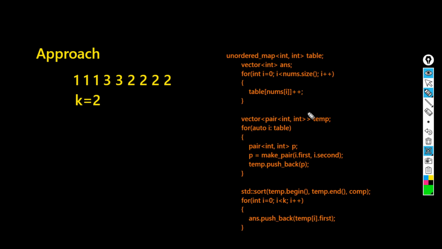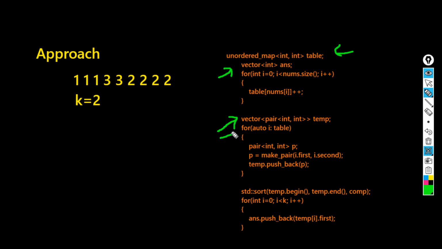So this is the code for the solution. First of all, we have created a map table in which I will store the occurrences. After that, I have created an answer vector which will store our final answer. After that, I iterate over all the elements and increment whenever I find a value. Initially the table's value is initialized to 0. So whenever a value occurs, it is incremented to 1, 2, or however many times its occurrence is there. Now we have created a vector of pairs, a temporary vector which will store the map's elements.